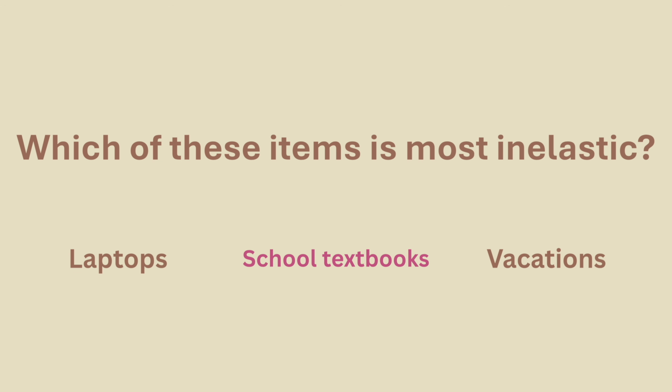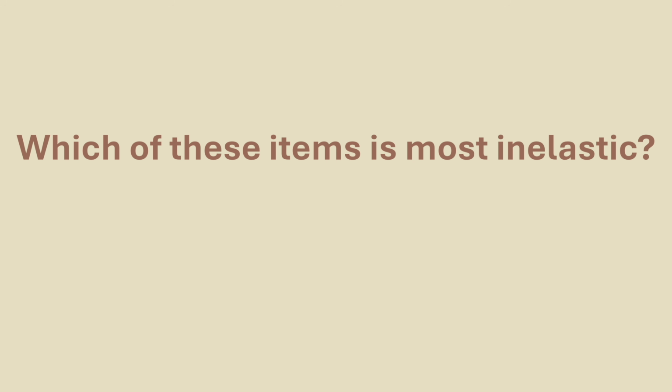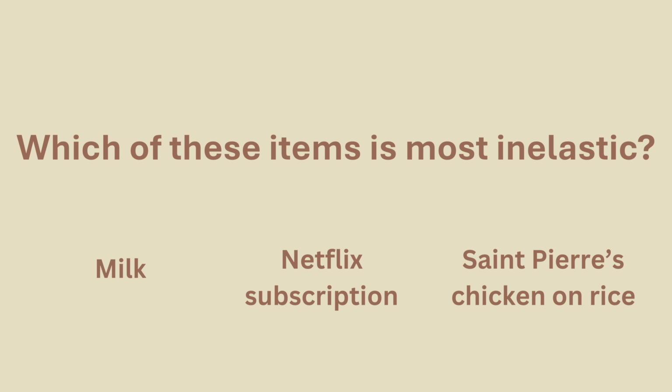Which of these items do you think is most elastic? Taylor Swift Eras Tour tickets, bubble tea, or bus tickets? The answer is bubble tea. When the price of bubble tea increases, you just choose to get something else instead. Which of these items do you think is most inelastic? Milk, Netflix subscriptions, or St. Pierre's chicken on rice? The answer is milk. When the price of milk increases, you can't just wait out the price spike, you have to buy it if you want milk. Arguably, though, St. Pierre's chicken on rice is a necessity.